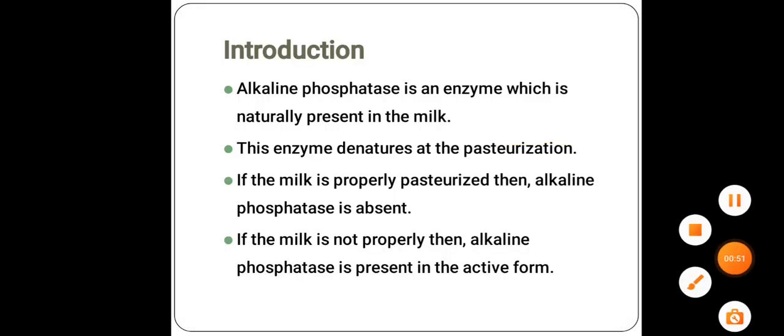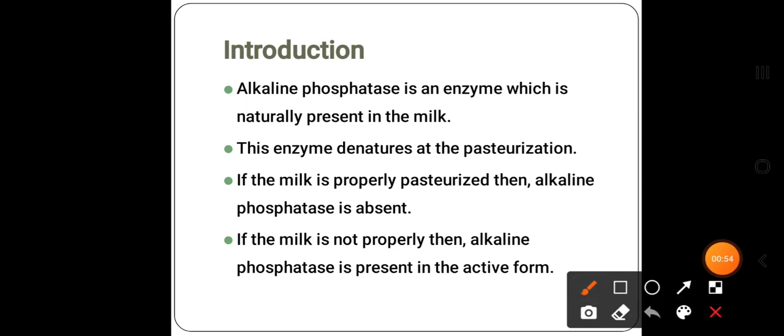Now, the introduction to alkaline phosphatase. Alkaline phosphatase is an enzyme which is naturally present in milk, specifically in unpasteurized milk, or milk which has not been pasteurized. This enzyme is denatured at the pasteurization temperature.